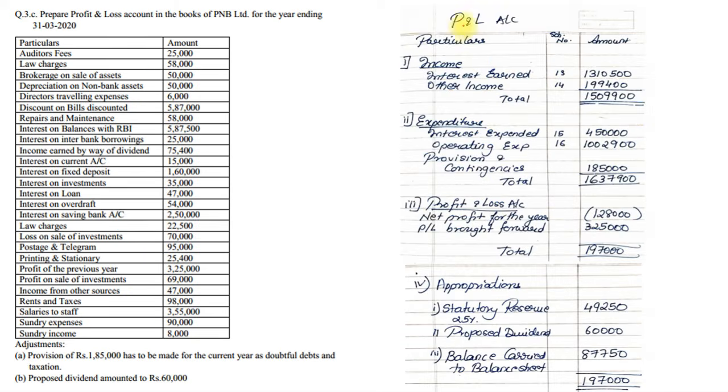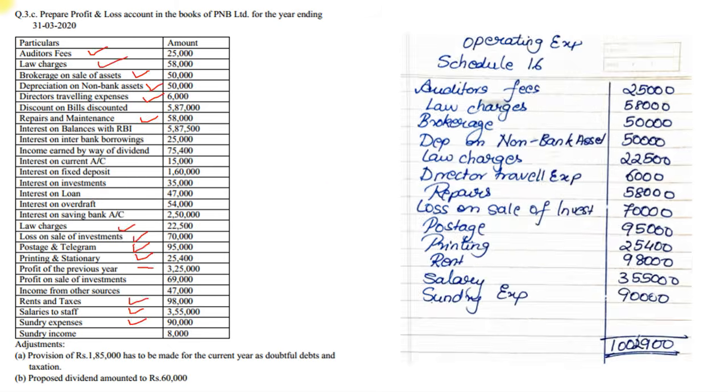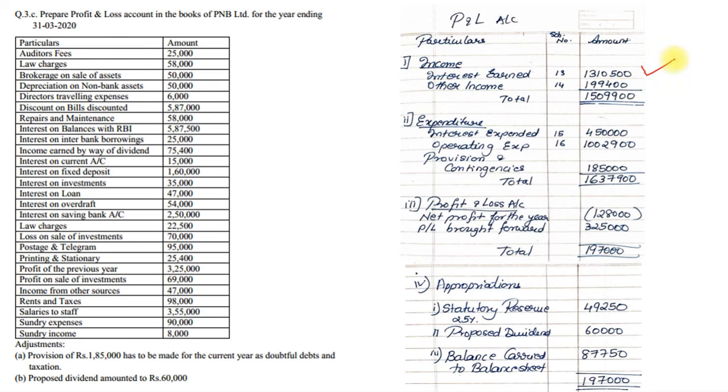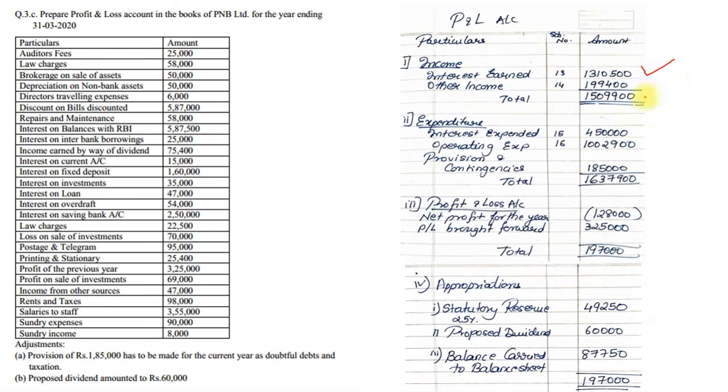So the final format will be the P&L account: particulars, schedule number, amount. Number one is income. Under that, we have interest earned, that is schedule number 13. So I'll just go back. Schedule 13's total was 13 lakh 10,500. So we have noted here 13 lakh 10,500. Second income is other income, schedule 14. Schedule 14's income is 1 lakh 99,400. So we have noted down here 1 lakh 99,400. Total comes to 15 lakh 9,900.